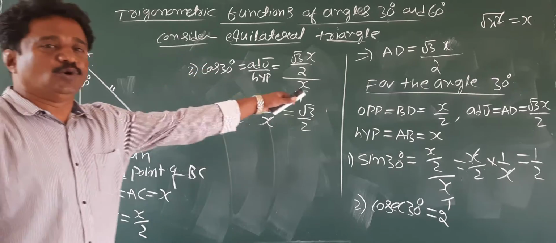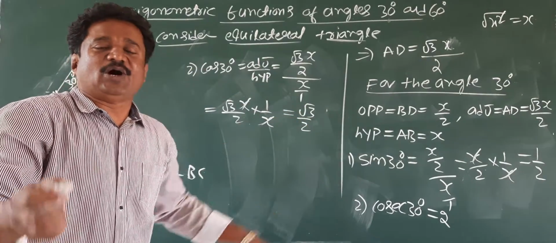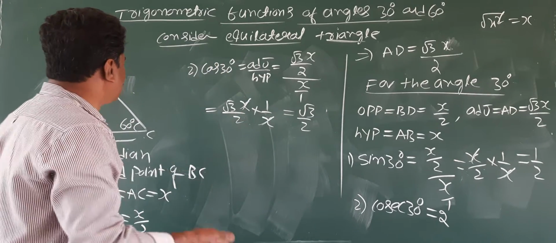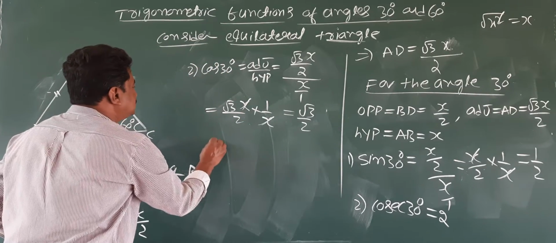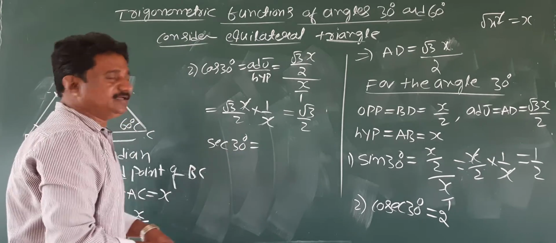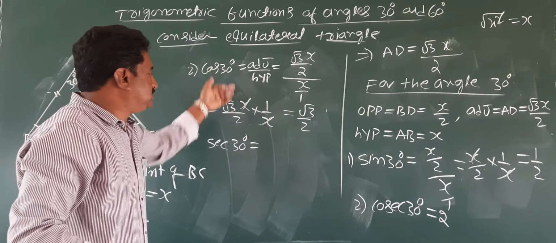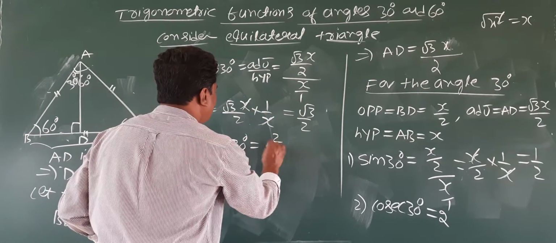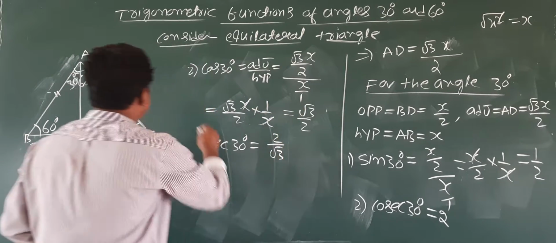Cos 30 is root 3 by 2. Tell me the cos 30 degree value, students? Root 3 by 2. Go for the reciprocal. The reciprocal of cos is secant 30. The reciprocal of root 3 by 2 is 2 by root 3. So sec 30 is 2 by root 3.